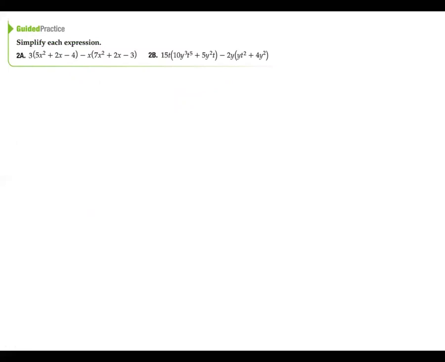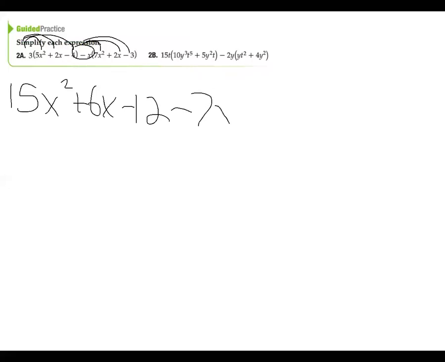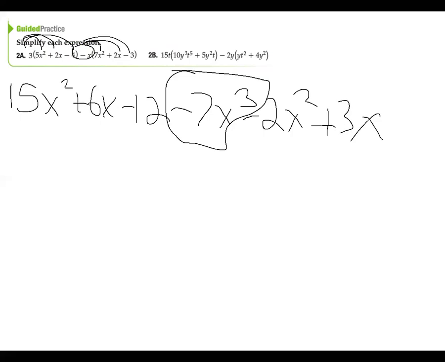Okay, we're back. So the 3 distributes to the first set of parentheses, giving you 15x squared plus 6x minus 12. And the minus x distributes to the second set of parentheses, giving you negative 7x cubed minus 2x squared plus 3x. Now, when you simplify, you combine like terms and you write it in standard form. Notice the highest exponent is going to be third power. That's going to go first.